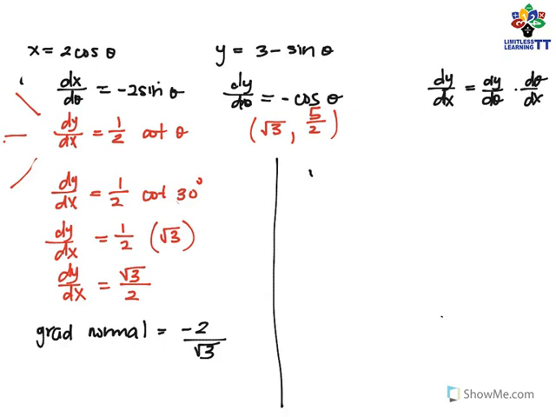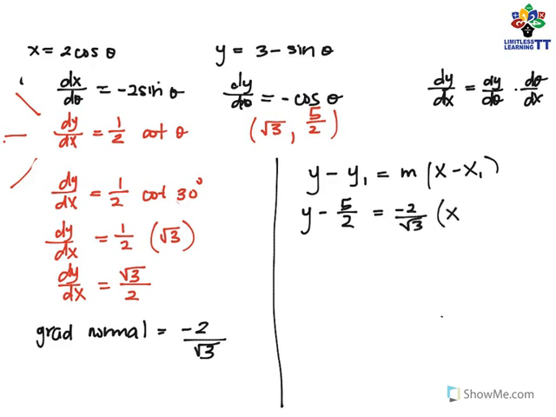So point slope form is y minus the y coordinate is equal to your gradient m times x minus the x coordinate. So y minus my y coordinate, 5 over 2, is equal to my gradient of my normal, which is -2 over the square root of 3, multiplied by x minus my x coordinate, the square root of 3. And so now I'm going to expand that.